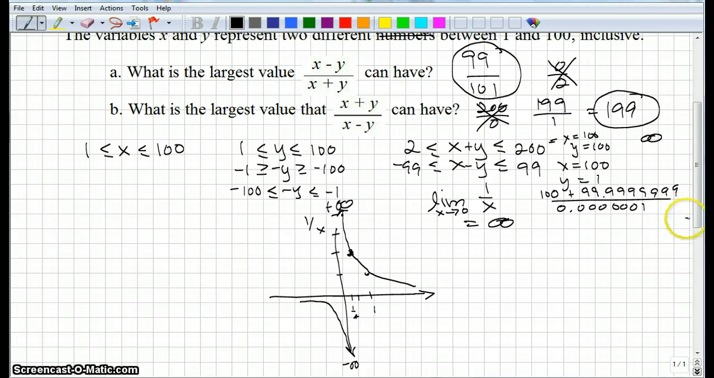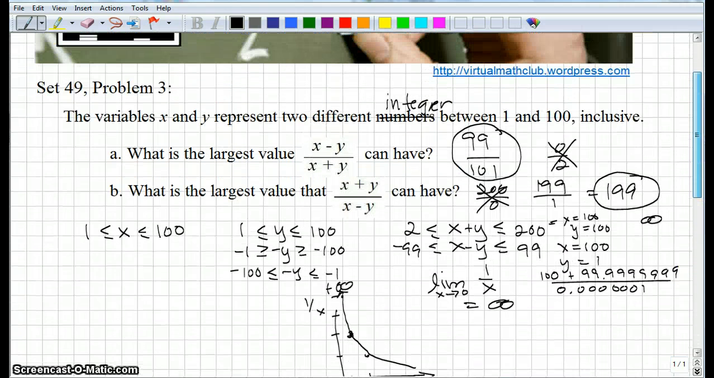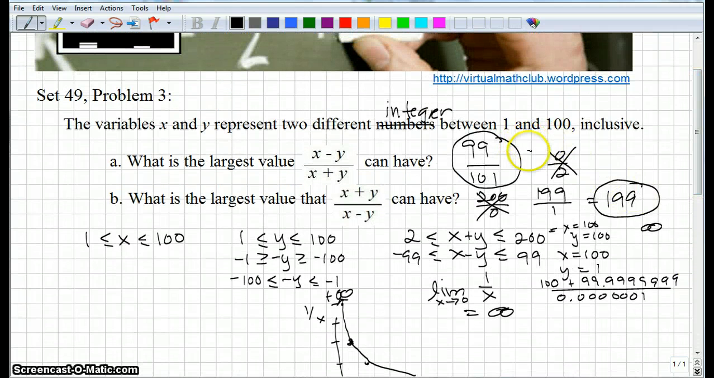So anyway, there you go. Our original question, the answers are 99 over 101 and 199, and that's assuming that the numbers are integers. So, alright, there you go.